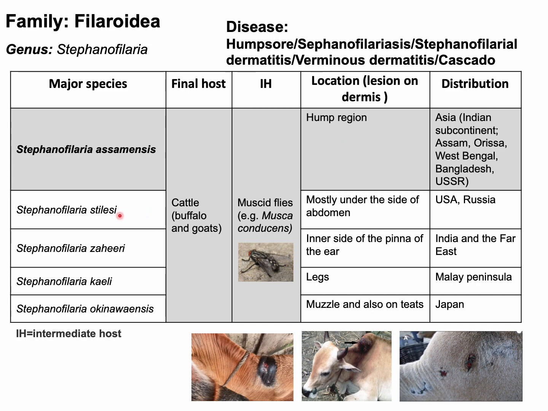Stephanofilaria stilesi infection lesions are found on the underside of the abdomen, and lesions on the inner side of the ear are found in Stephanofilaria zaheeri infection in buffalo. Some species may affect the legs, muzzle, and teeth, which are listed here. The distribution of these parasites is in tropical and subtropical regions of the world.